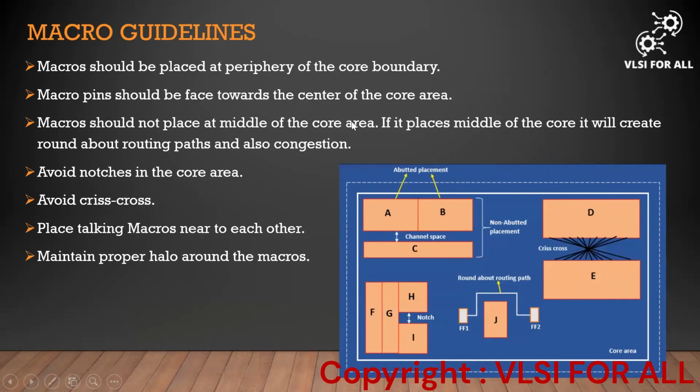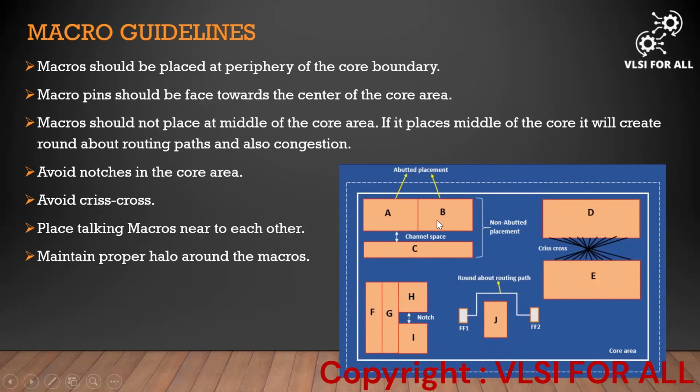Under macro guidelines: after deciding the core size, the core shape, and placing all the IO pins, in the design we have macros, so we have certain guidelines to place all the macros. We have to follow those guidelines while placing the macros. The first guideline is that macros should be placed across the boundary, and the macros should be colored based on the hierarchy level.